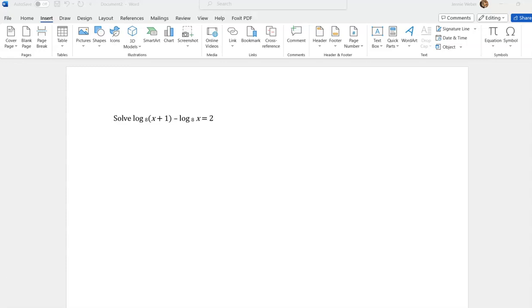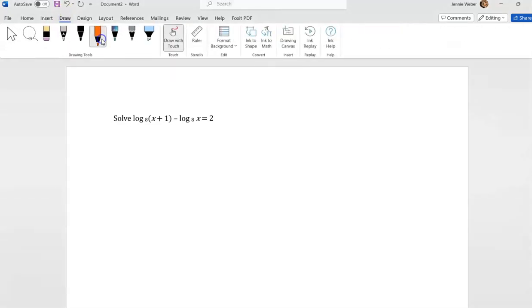We're asked to solve this equation. You can see we've got logs, and here we have log base a, so they're both the same base, which is important. If they weren't, we'd kind of be in trouble. We'd have to do something about that.